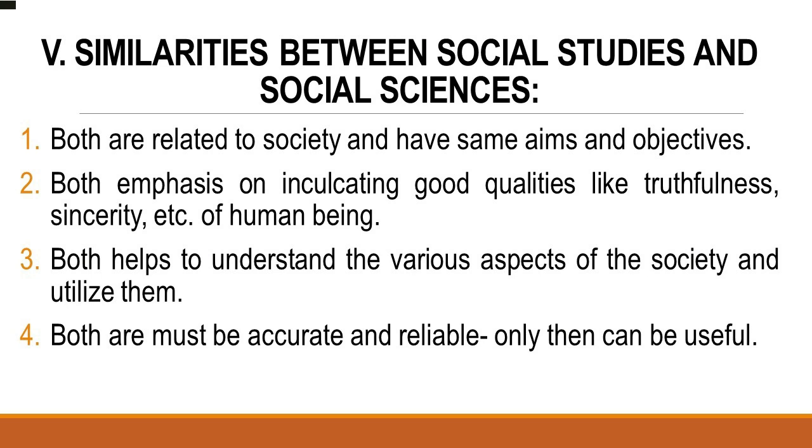So at this part, the last part of our discussions, we will tackle what are the similarities and differences between social studies and social science. Let's discuss first the similarities. Social studies and social science are both related to society and have the same aims and objectives. Another one, both emphasize inculcating good qualities like truthfulness, sincerity, etc. of human beings. Third, both help to understand the various aspects of the society and utilize them. And the last one, both must be accurate and reliable, only then can they be useful.